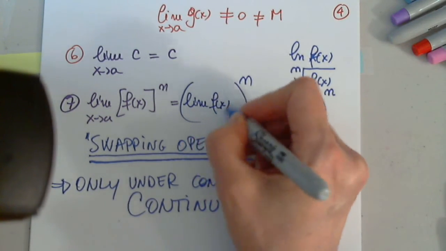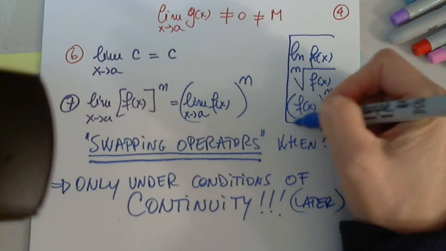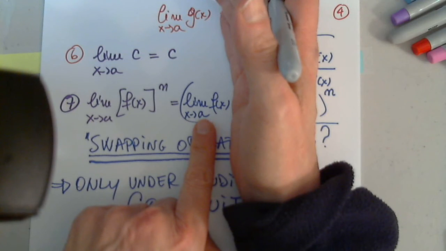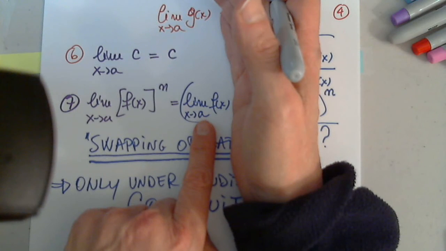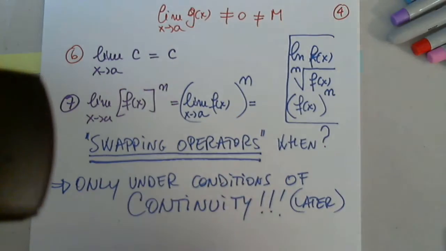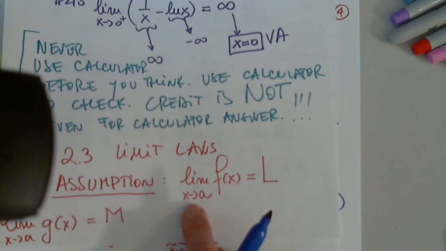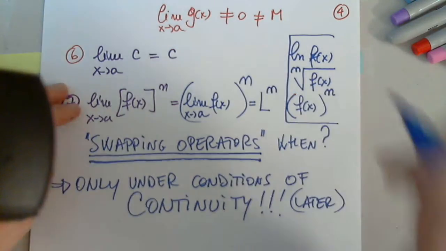So limit of f of x as x approaches a. Okay, so now this is on the side. Okay, can anyone give us the inside? What is this equal to? Carson, would you like to tell us what is this equal to? I'm not sure. What is the limit of f of x as x approaches a? Is it just L then? Very good. Okay, so L to power n.